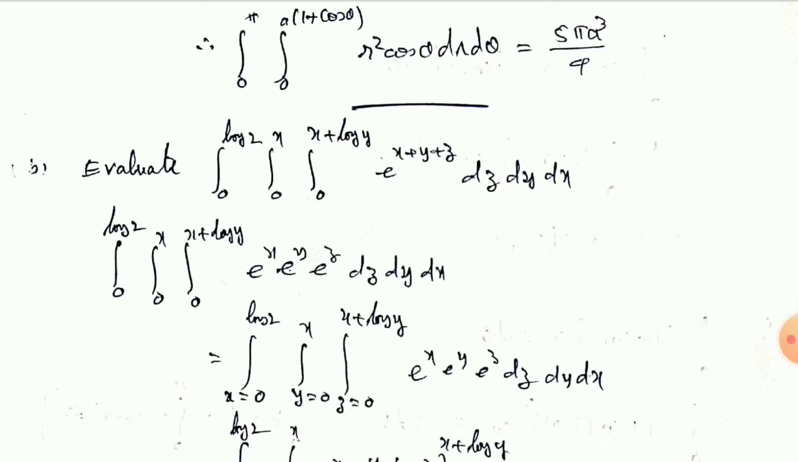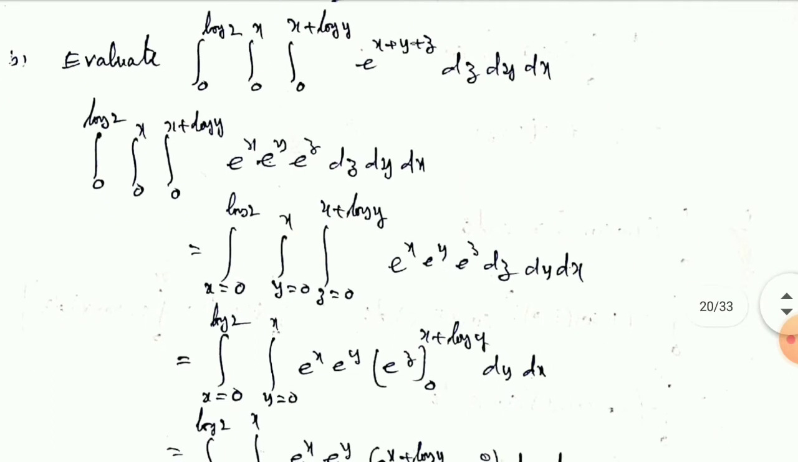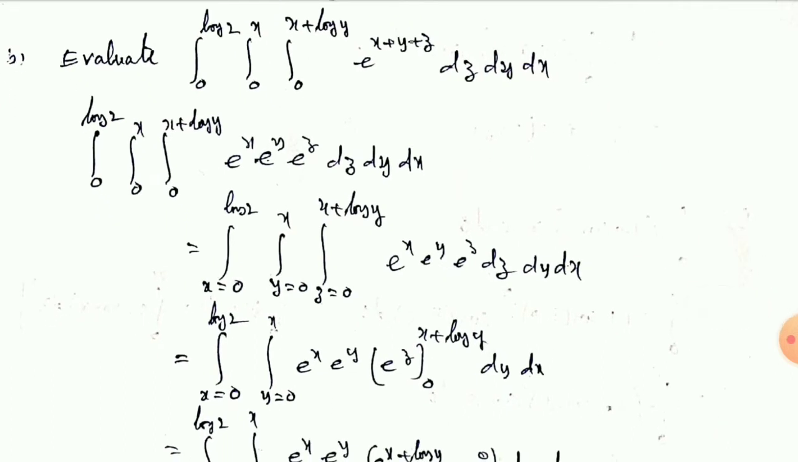Now sixth B bit: evaluate the integral 0 to log 2, integral 0 to x, integral 0 to x plus log y, e power x plus y plus z dz dy dx. They have given a triple integral. First look at the integral limits, which are represented in terms of variables. Select the one with the maximum number of variables. It is present in the third integral, which involves x and y variables. So automatically you can say that those are z limits.